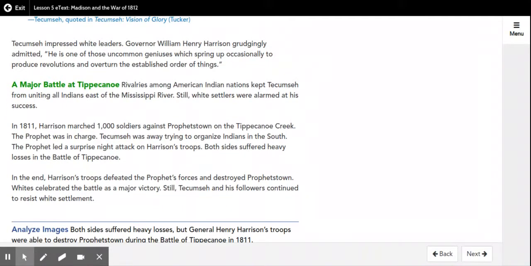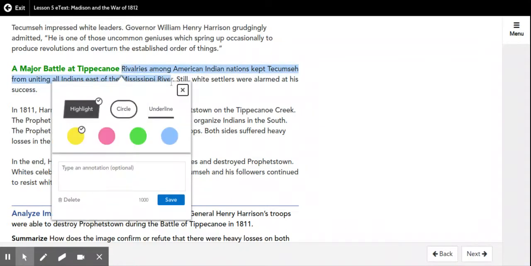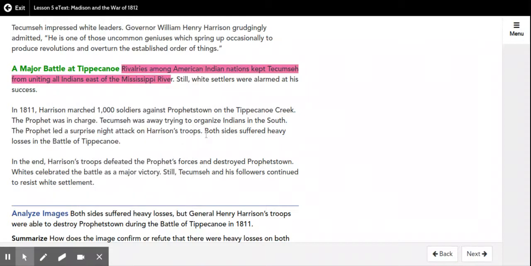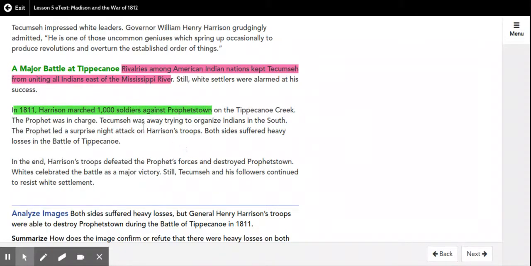A major battle at Tippecanoe. Rivalries among American Indian nations kept Tecumseh from uniting all Indians east of the Mississippi River. Still, white settlers were alarmed at his success. In 1811, Harrison marched 1,000 soldiers against Prophetstown on the Tippecanoe Creek. The Prophet was in charge. Tecumseh was away trying to organize Indians in the South.